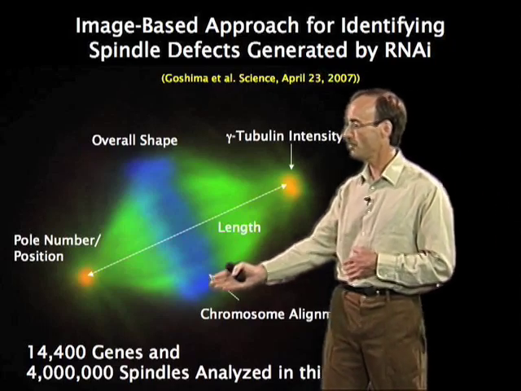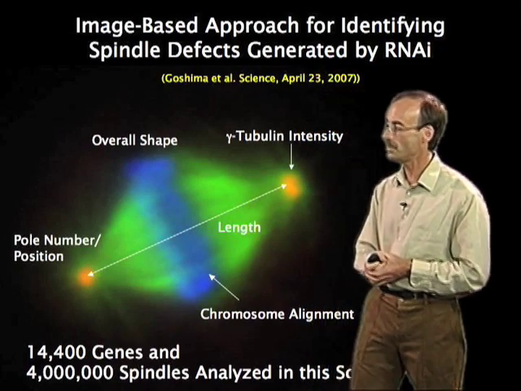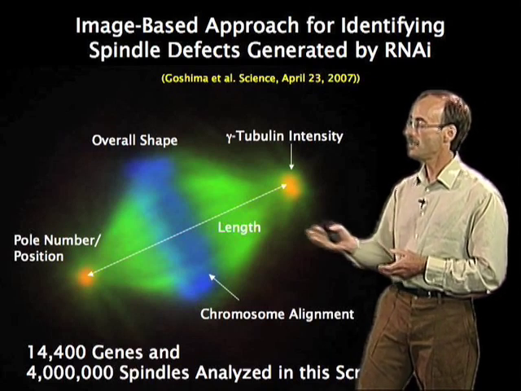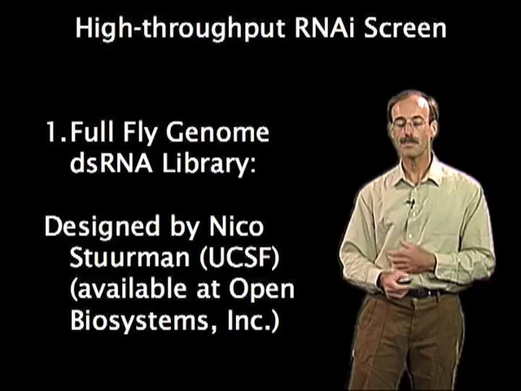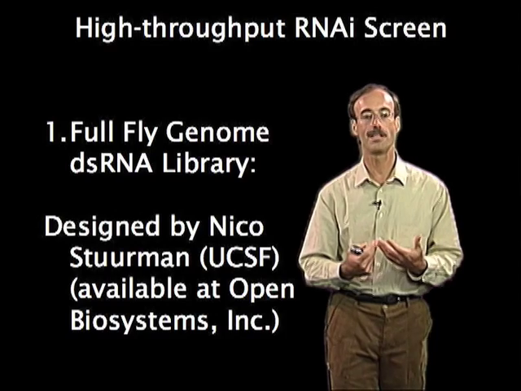So we knocked down each of the over 14,000 genes in the fly genome. And in this screen, we analyzed over 4 million spindles. So let me just tell you a little bit about the technical details of how this screen was done.